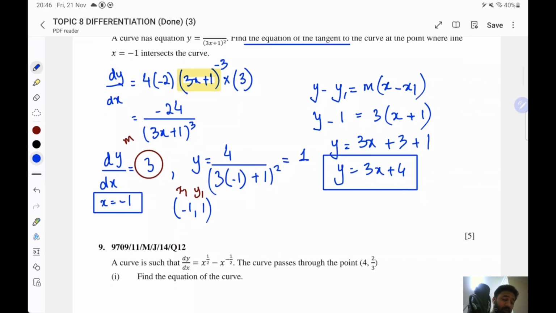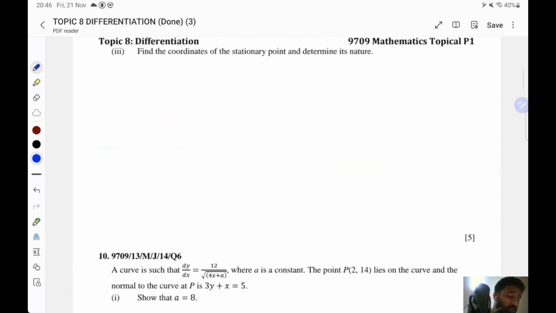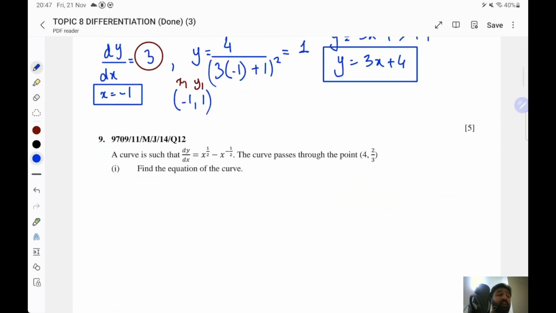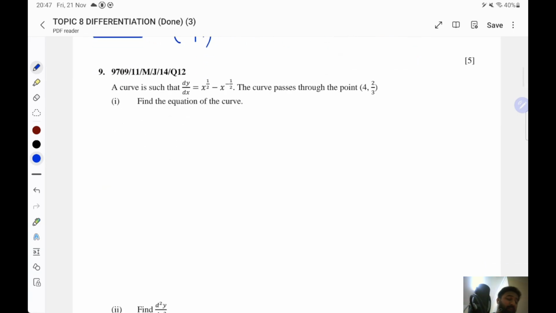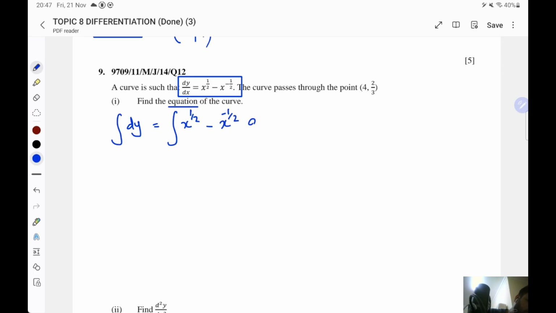Let's move forward to the next question, which is question number 9, May-June 2014, paper 1-1, question number 12. It says that dy by dx is given to you, and he is asking you to find the equation of the curve. To find the equation of the curve, as we discussed earlier, we do integration on both sides. Integration of x power 1 by 2 minus x power minus 1 by 2 dx.